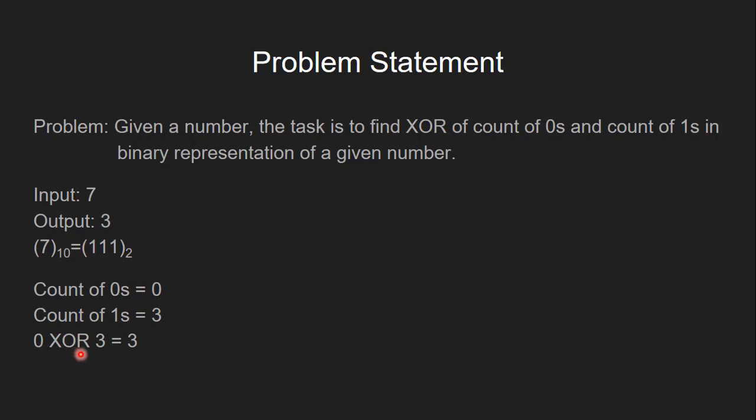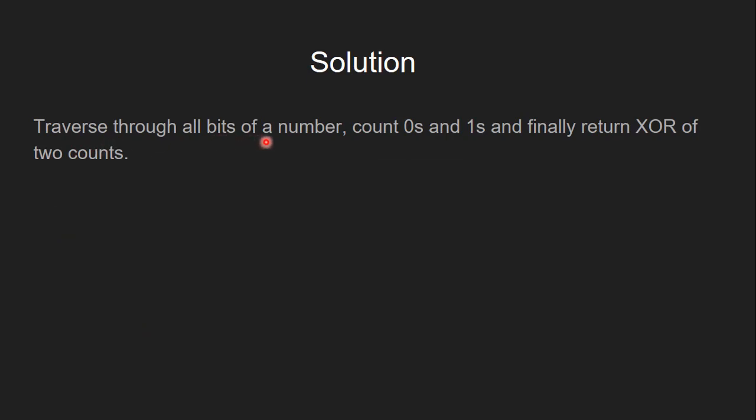Let's see how to solve this problem. Traverse through all the bits of a number, count zeros and ones, and finally return the XOR of the two counts. That is, traverse the number bit by bit, and if the current bit is 0, increment the 0 count, else if the current bit is 1, increment the 1's count. And then finally, find the XOR of the two counts.